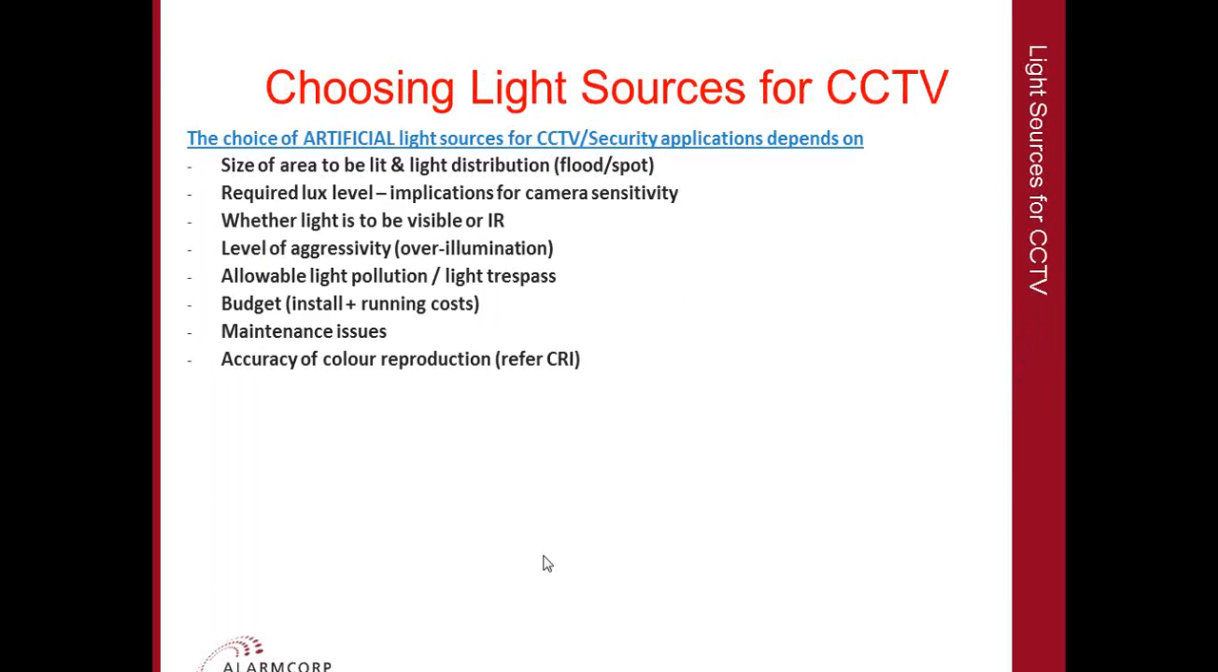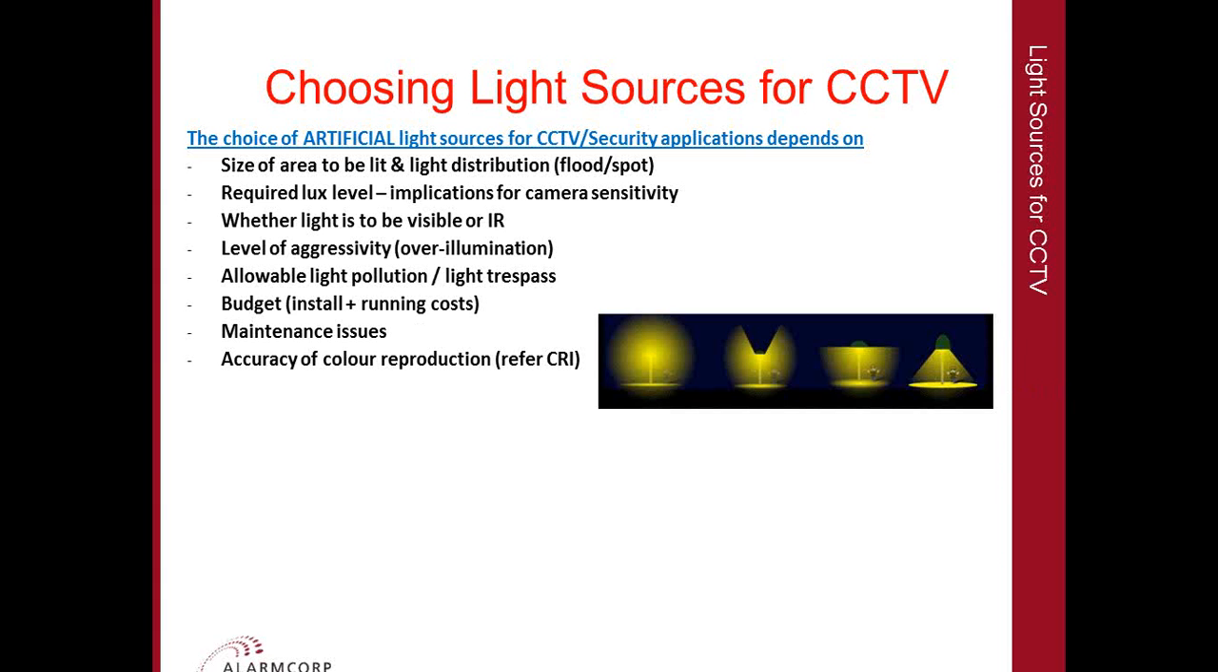Now, how do we choose a light source? In an ideal world, we can choose the light source before we design the system. Now, I know that that's not always the case. But you would look at the size of the area to be lit and the light distribution, i.e. flood light or spotlight. The required lux level, and this has implications for camera sensitivity. If you have a very sensitive camera, you can get away with lower light levels. If you know your camera is not very sensitive, then you need to increase the light level to get a good image. Whether the light is to be visible or invisible infrared. The level of aggressivity or over-illumination.